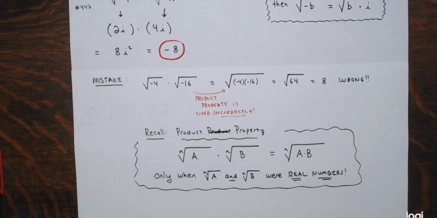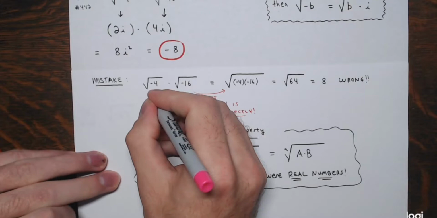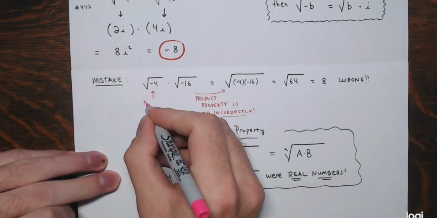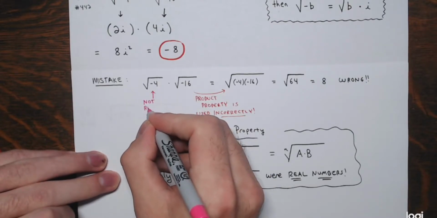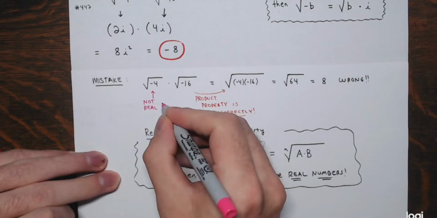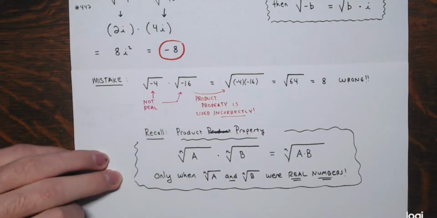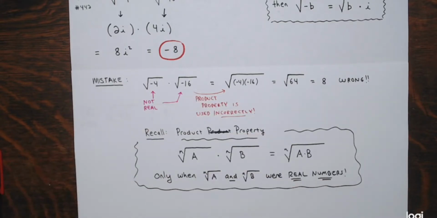Looking back at this example here, the square root of -4 is not real. Right? It's an imaginary number. Same thing with the square root of -16. Those are not real. So the product property does not apply. You cannot use it.